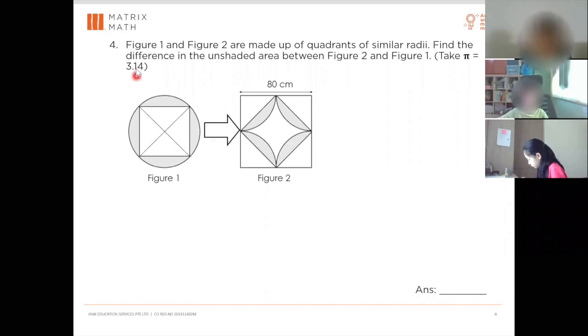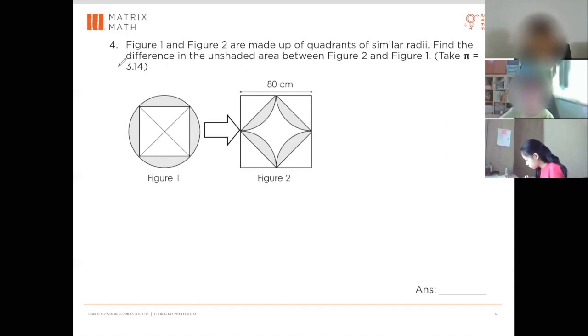Okay, so this question, I think I got it. You do 80 times 80. Okay, so you're finding the area of the square first, is it? 80 times 80? Yeah, and then I minus out the triangle, which is 80 times 40 times half times 2.